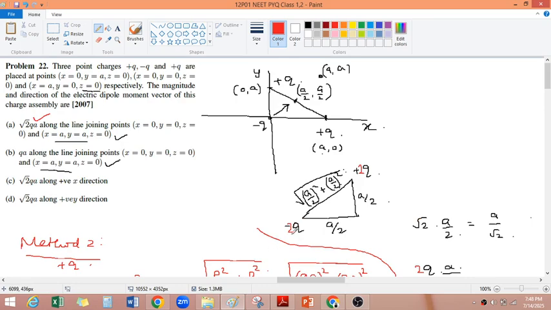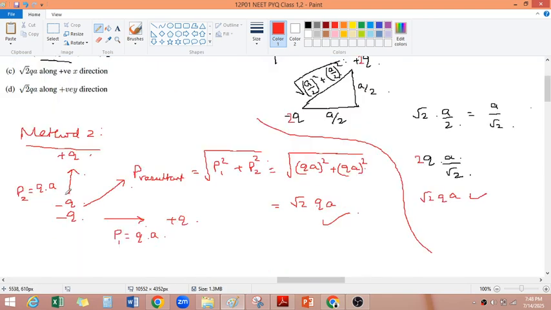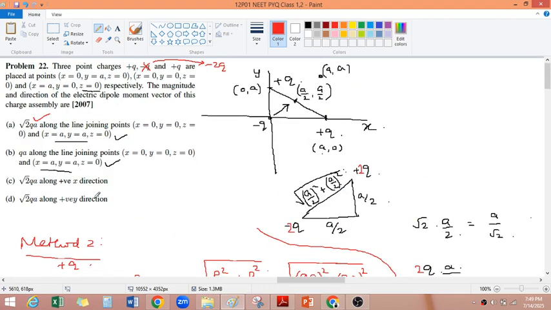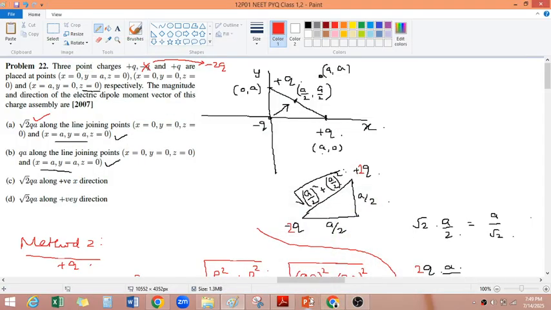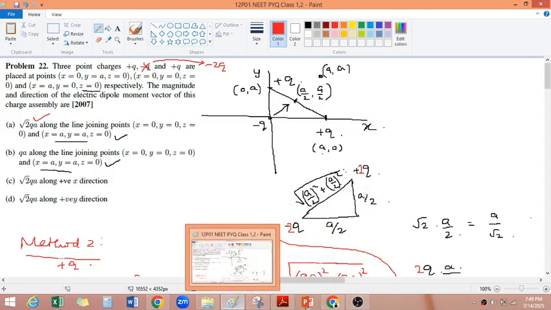Okay, as I said, there is a mistake in the question here. It's supposed to be minus 2q. That's a mistake here. Only then you will have minus q and plus q here and minus q and plus q here. Any doubts here? I think it's an easy one. Okay, let me go to the next one.